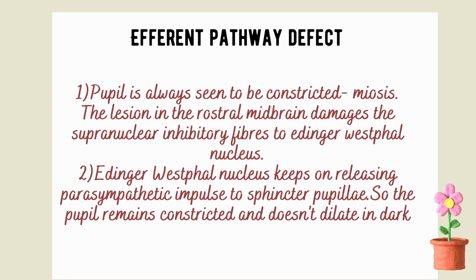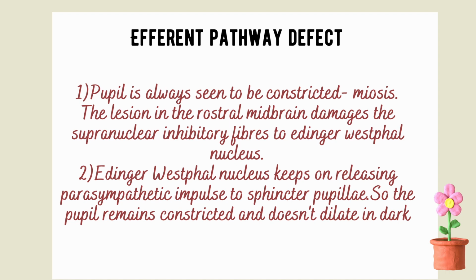Here the lesion is in the rostral midbrain. It will damage the supranuclear inhibitory fibers to the Edinger-Westphal nucleus. Since the inhibitory fibers are damaged, the Edinger-Westphal nucleus will keep on functioning, as nobody is inhibiting it. So it will keep on releasing parasympathetic impulses to the sphincter pupillae. Because of this continuous release of parasympathetic impulses, the pupil will remain constricted and will not dilate even in dark. This is an efferent pathway defect.